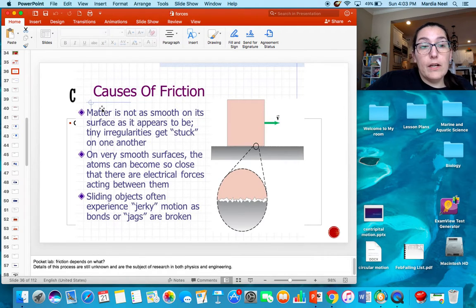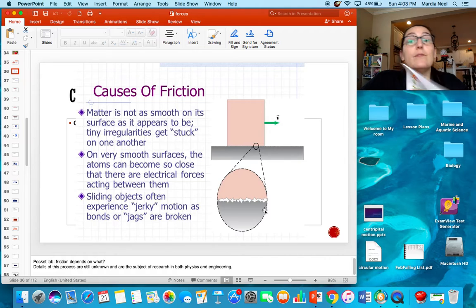All right, so matter is not as smooth on its surface as it appears. There's actually little tiny bumps throughout all matter on the surface. When you blow it up, or when you look at it under a microscope, you can see all of these jagged, jerky edges. On very smooth surfaces, the atoms can become so close that there are actual electrical forces acting between them that cause the friction. When you slide the objects over each other, they experience jerky motion as those bonds or jagged edges are broken.